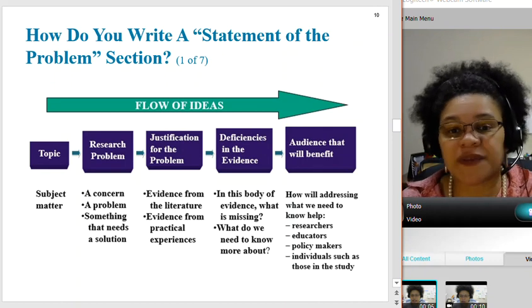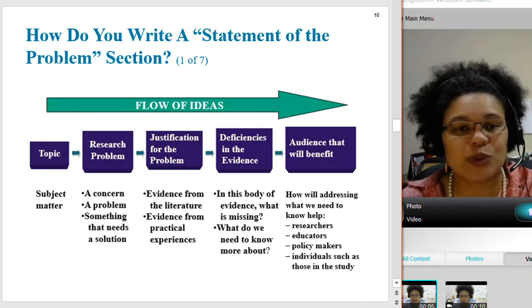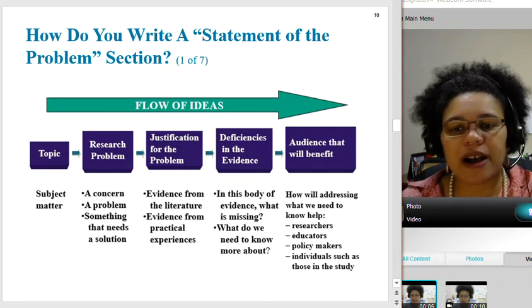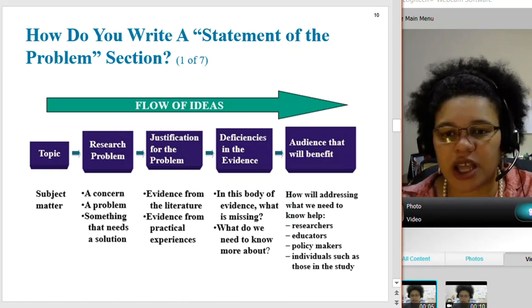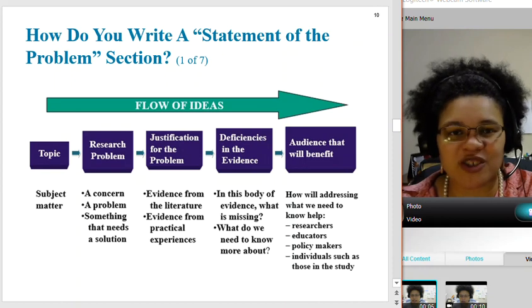We might talk about deficiencies in the evidence. So, what's missing from the literature? What's missing from our practical experience? What do we need to know more about? And we would talk about the audience that would benefit from us conducting a particular research study. How will our study help researchers, educators, policymakers, and individuals such as those that we've studied, which is usually students?